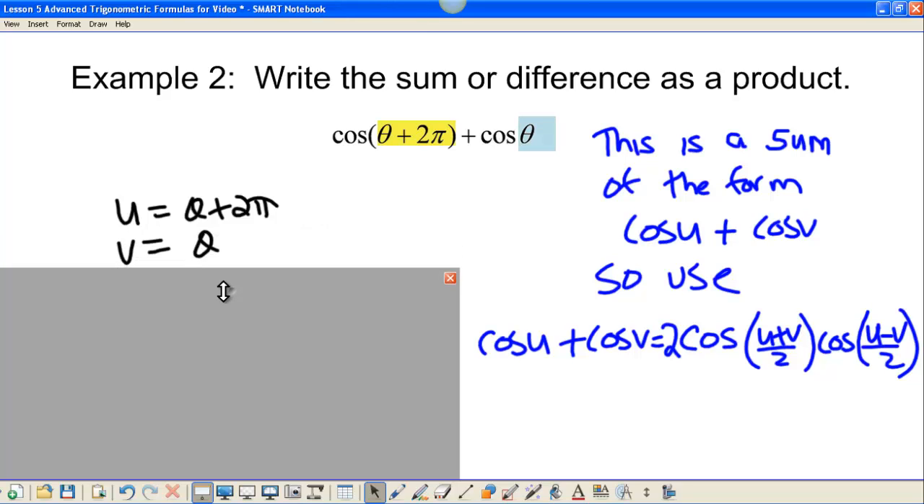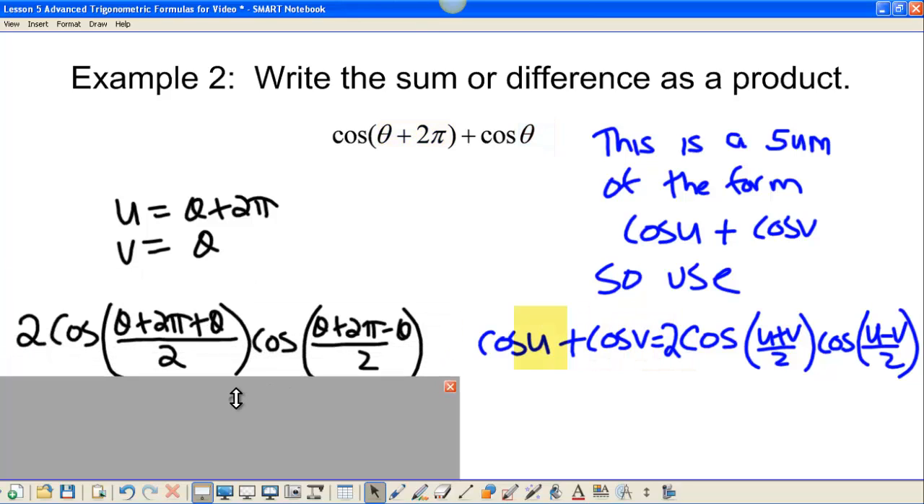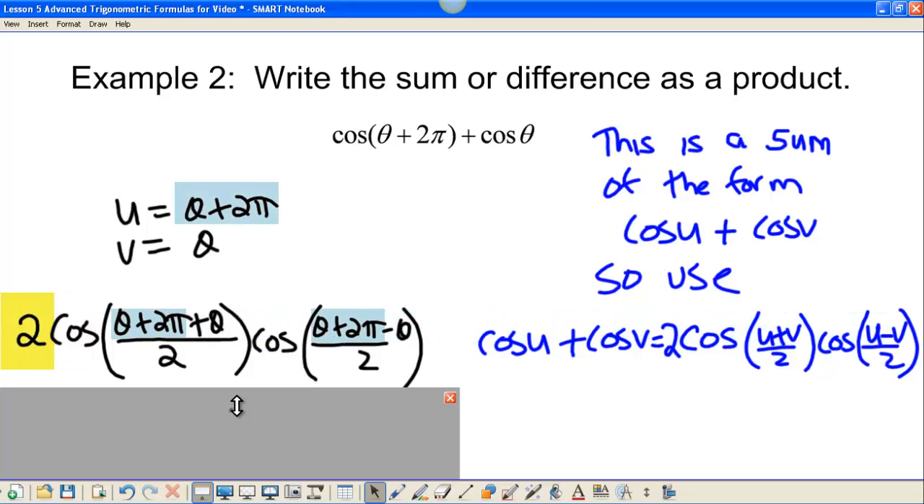Then v is theta. So then I'm going to take those two angles and plug them into the formula, which yields 2 times the cosine of theta plus 2 pi plus theta all over 2, times cosine of theta plus 2 pi minus theta all over 2.